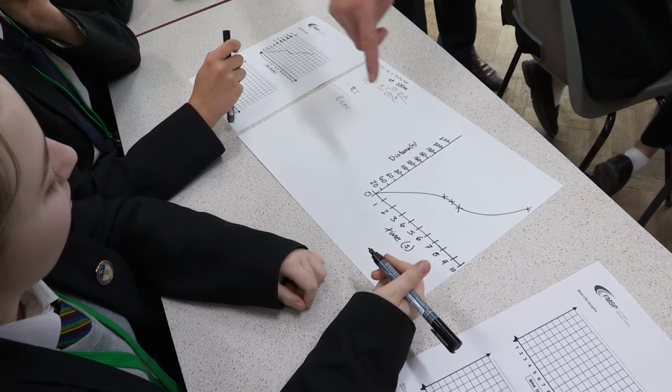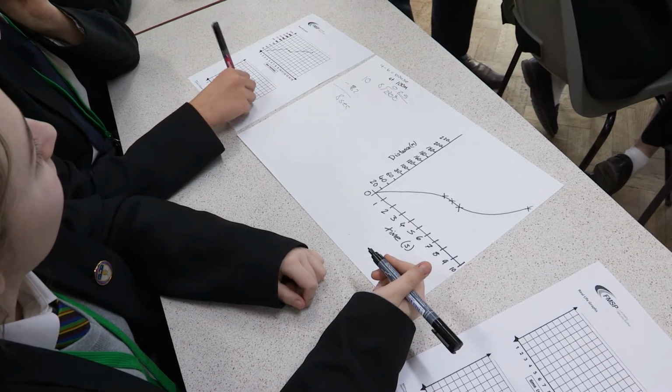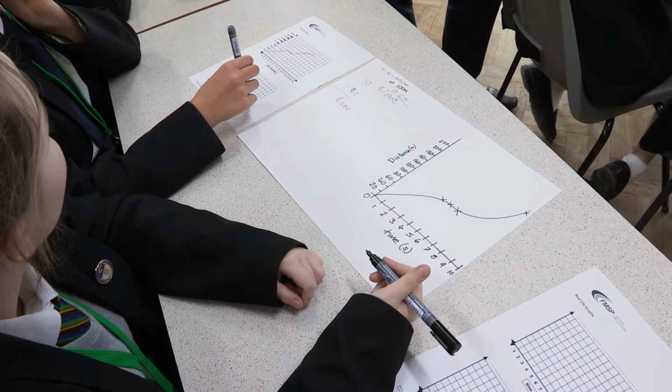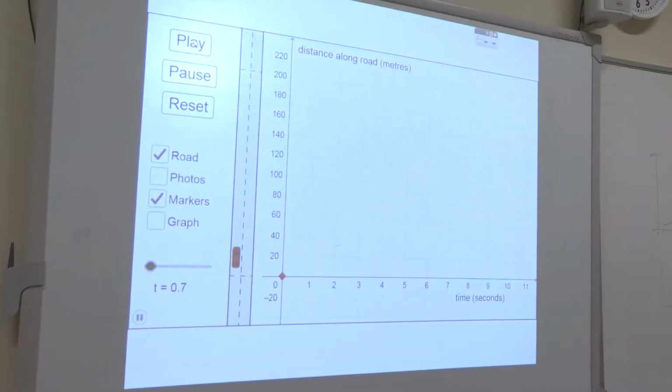You said squiggly. It is squiggly, but what is that representing? Like the ratio from time to distance or something. The car will go again.